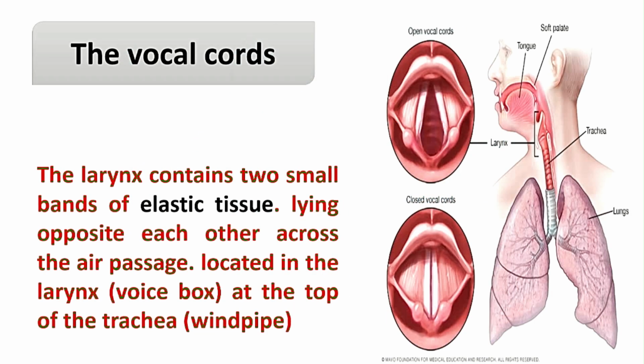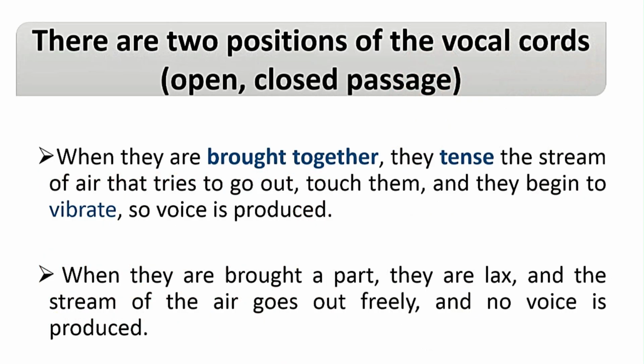So, what are the vocal cords? The larynx contains 2 small bands of elastic tissue lying opposite each other across the air passage. Located in the larynx, the voice box, at the top of the trachea, the windpipe. We have 2 positions of the vocal cords, open and closed passage.